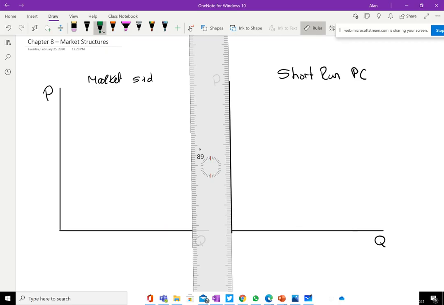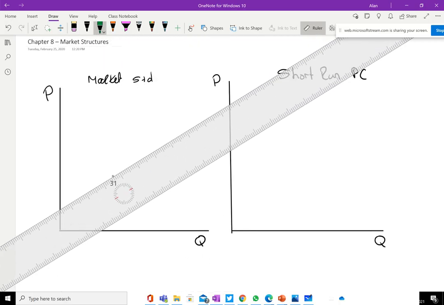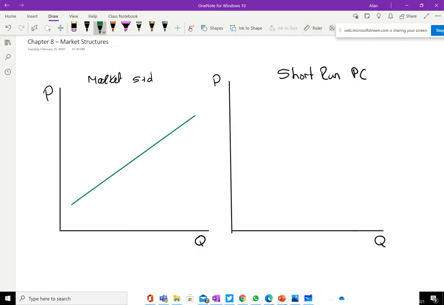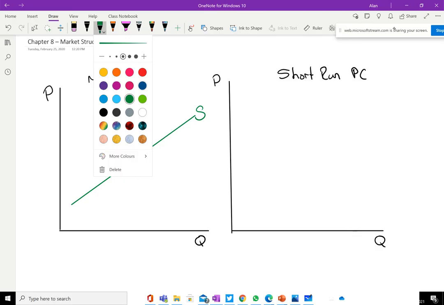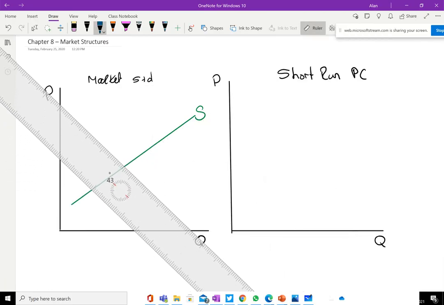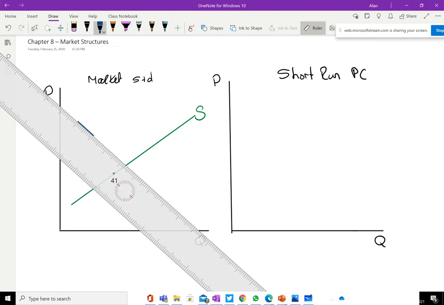What does it look like? Well, a market supply curve just looks like this. So you have a supply curve, and we call that S, and then we change to a different color pen, and we have a demand curve. And what does a demand curve look like? A demand curve just looks like so.